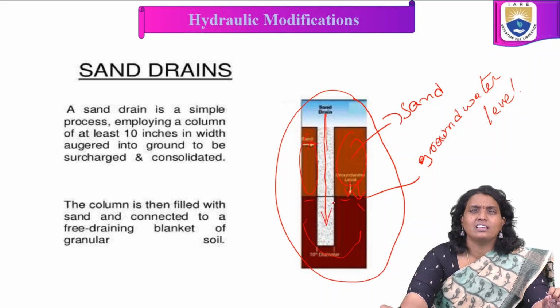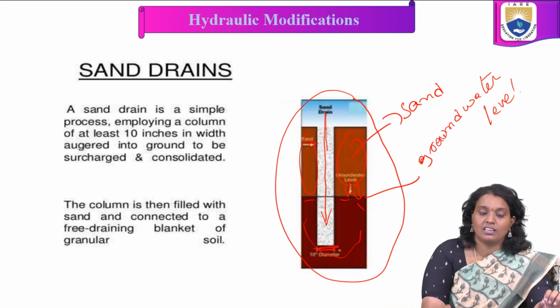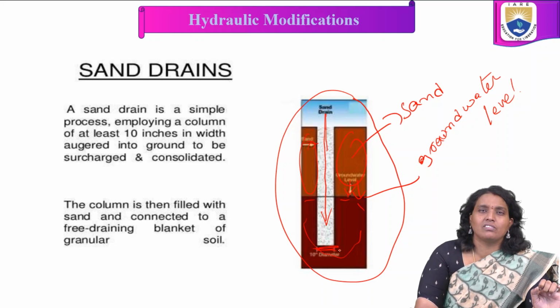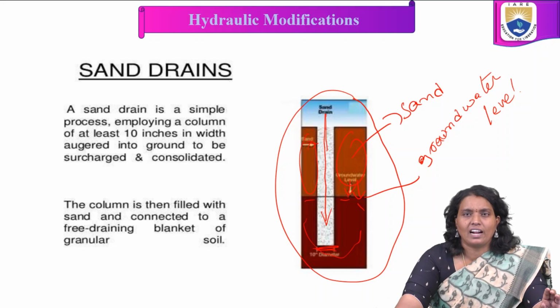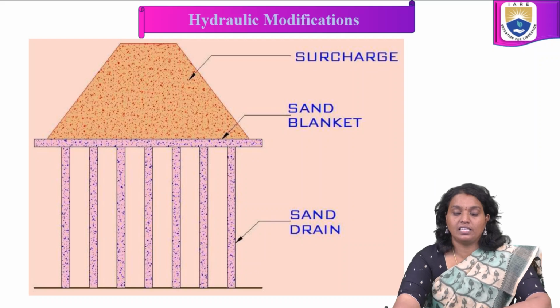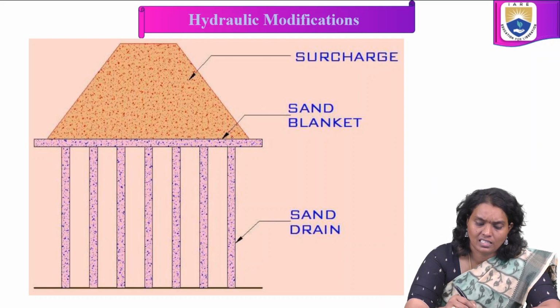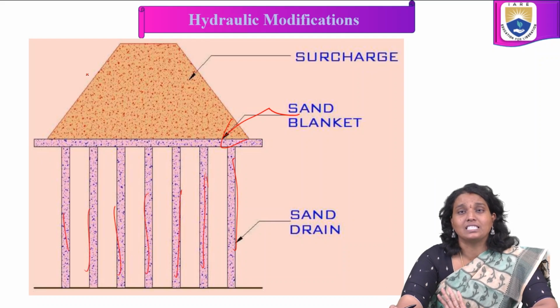So a sand drain is a simple process employing a column of at least 10 inches. This is the space of 10 inches, at least 10 inches in width, into the ground to be consolidated. The column is filled with sand and connected to a free draining blanket of granular soil. In this, the surcharge and the sand blanket, these are the sand drains. Where it is required, we are going to consider this.